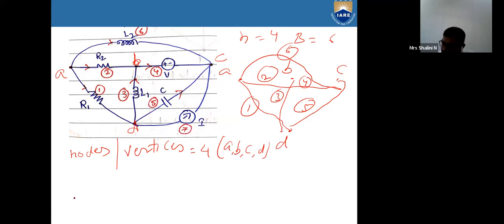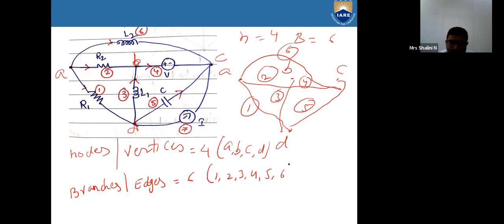Coming to the next term, branches. Branches are also called edges. How many branches will be there? 6. What are they? 1, 2, 3, 4, 5, 6. 6 edges will be there.